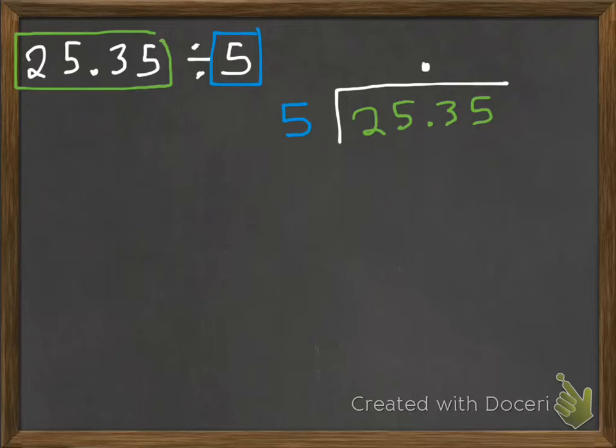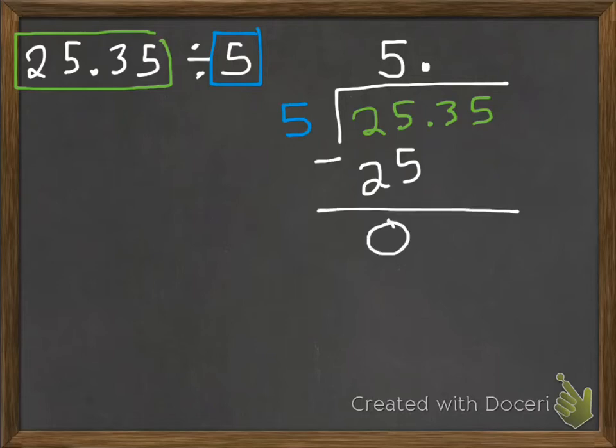Okay, so let's think. Can 5 go into 25? How many times? 5 goes into 25 5 times, just like that. So we divided. Let's go ahead and multiply. 5 times 5 is 25. There we go. Let's subtract. 25 minus 25 is 0.